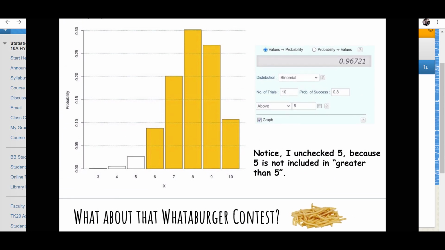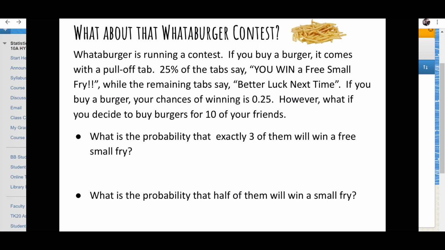Now, had we wanted to include 5, had we had something like at least 5, that'd be 5 or more, you would have clicked this button to include 5. And then in that case, you would have seen the 5 shaded, and this would be slightly different. So let's go back to the Whataburger scenario.